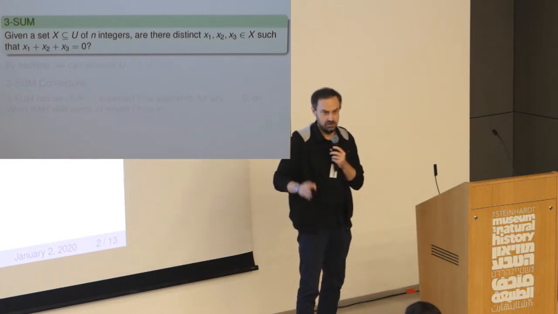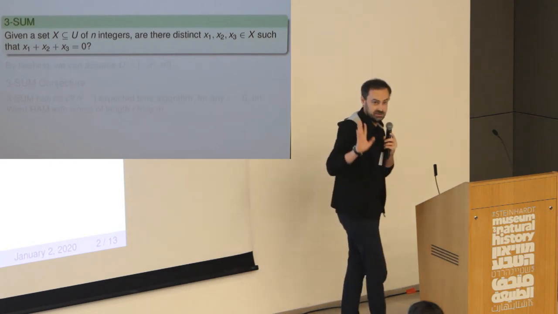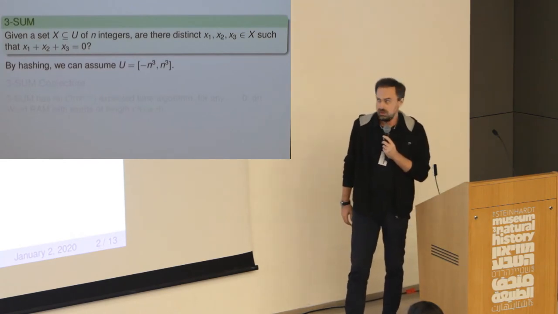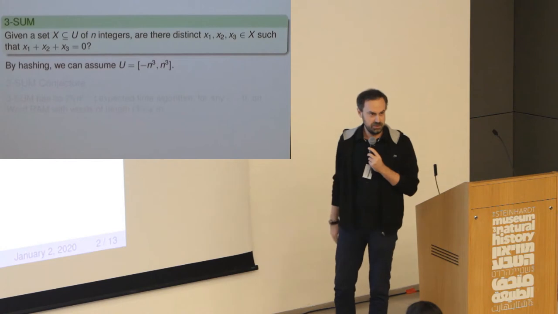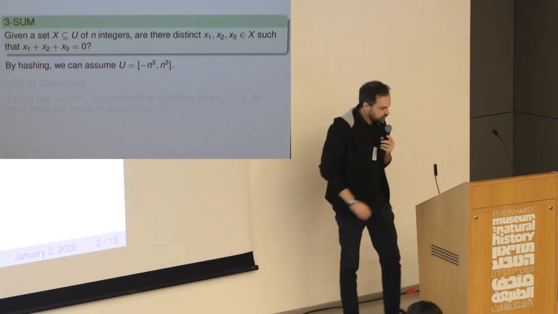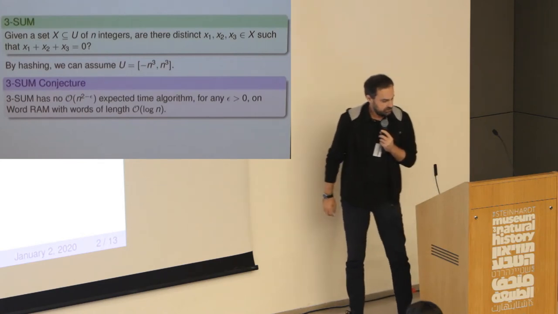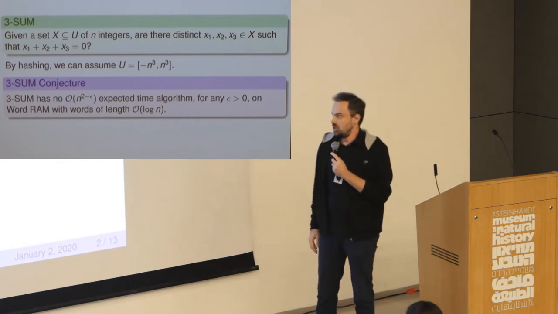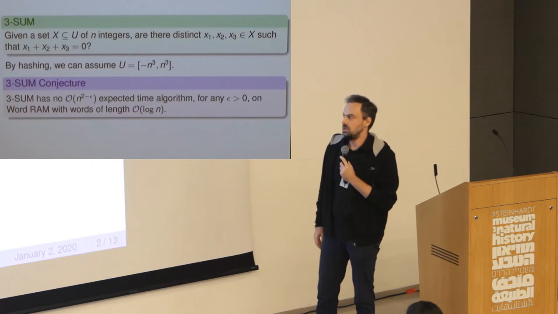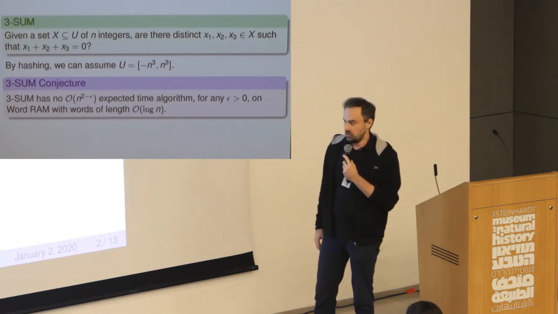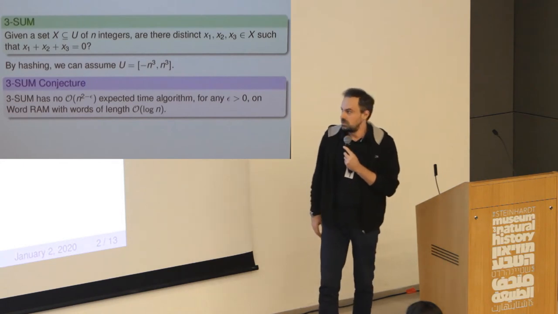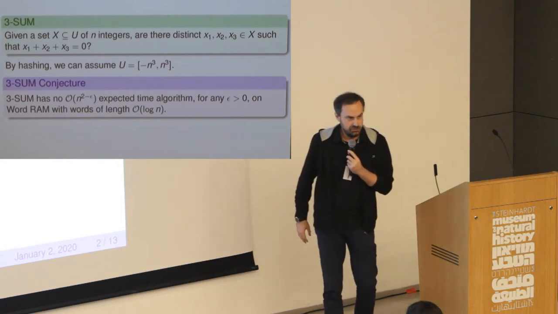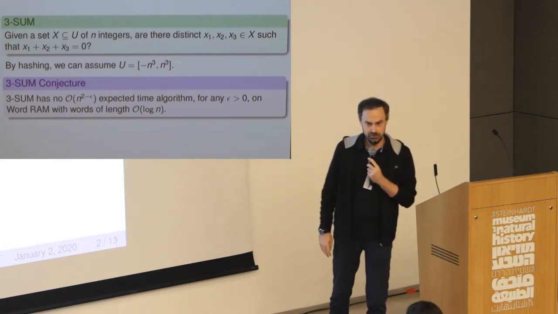So that's the version of 3SUM that I would like. There's just one set. There are also other versions where you have three sets, but I want one set and distinct elements of this set. It's standard that you can assume this universe to be cubic by hashing it down, if you allow randomization. So that's the assumption that I'm making from now on. And we have this nice conjecture that quadratic time is essentially the best you can do for 3SUM. So there is no n to the 2 minus epsilon time algorithm, even if you allow randomized algorithms, so expected time is also excluded. Because I'm talking about integers, I want to assume the word RAM model with words of size log n.